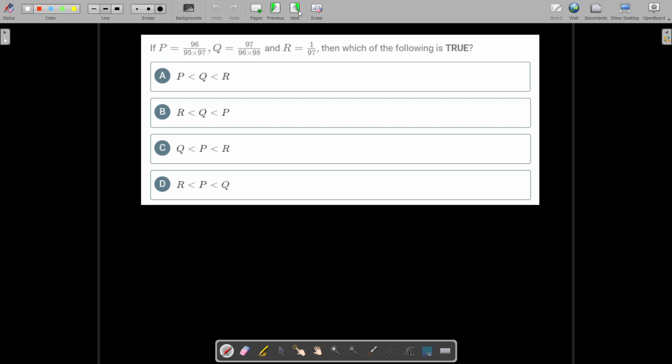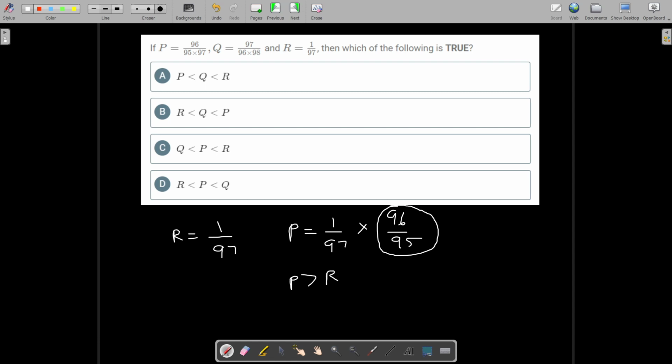Now let me do this one. R is 1 by 97. P is 1 by 97 into 96 by 95. This fraction, 96 by 95, is greater than 1. So P is greater than R.